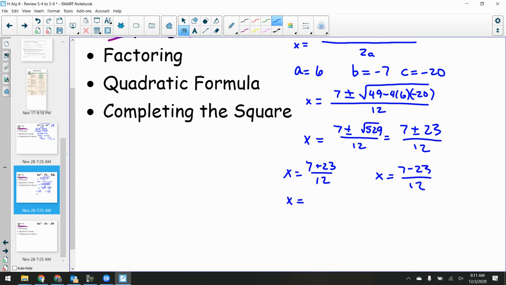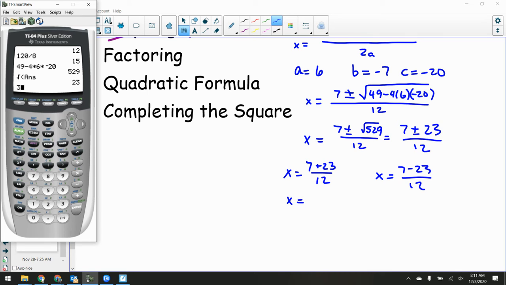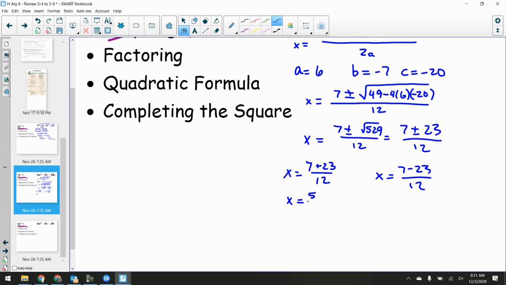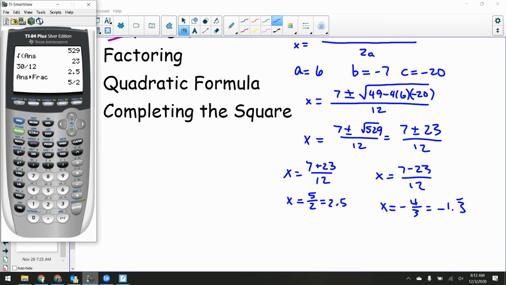So 7 plus 23, that's 30 over 12. So 30 over 12 gets us 2.5, or as a fraction, 5 halves, which makes sense. I'm guessing this one comes out to be negative 4/3 or negative 1.3 repeating, right? 7 minus 23 divided by 12. Negative 16 divided by 12. Yeah, there it is. Negative 4/3 or negative 1.3 repeating.